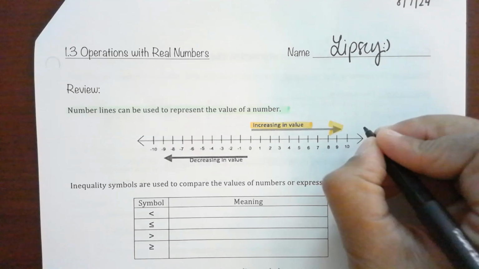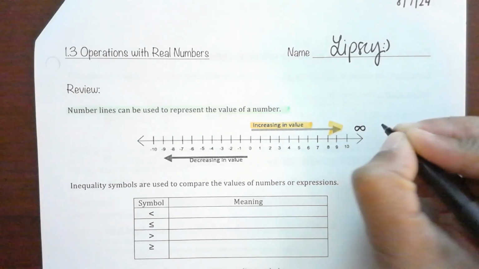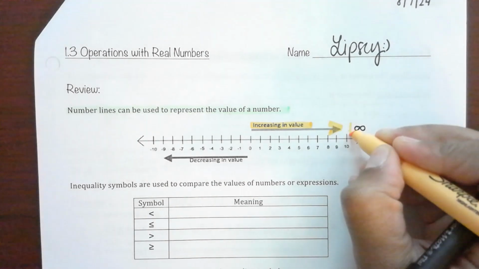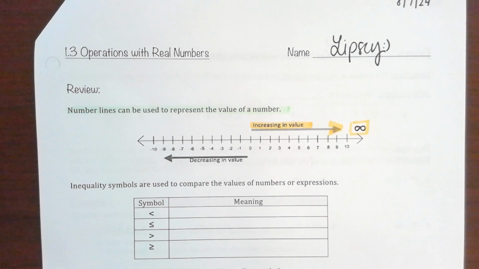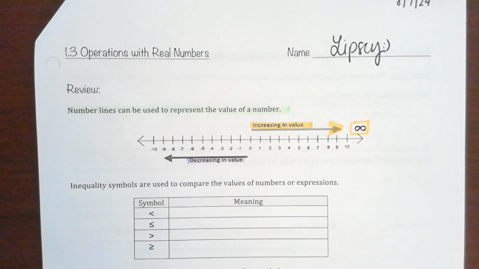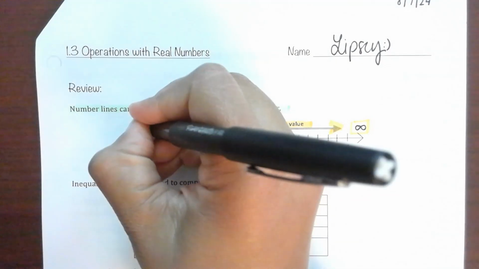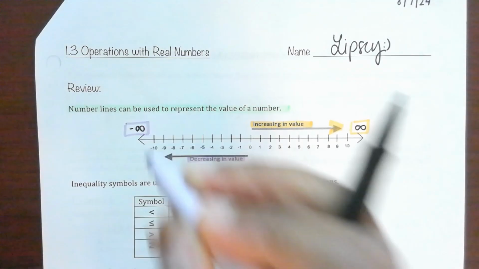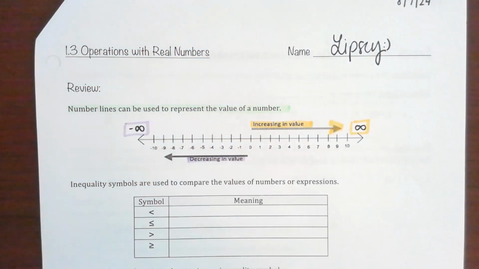This is something that most kids don't understand because it's not told enough. When it's going to the right, it's approaching positive infinity. If you're going to the left, you are decreasing in value. It's approaching negative infinity.